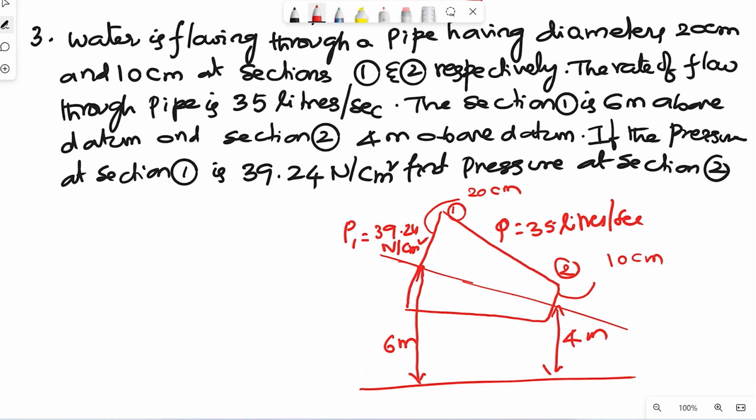So drawing the figure is very, very vital while solving the problem, because it makes the problem very easy. The equation is only one, that is P by gamma plus V squared by 2G plus Z. So this is the equation. But the understanding of the problem is very, very important in Bernoulli's equation to apply that equation. So this is the thing.